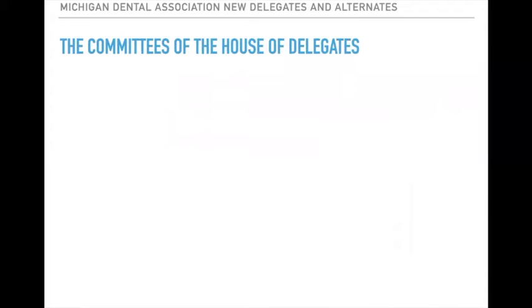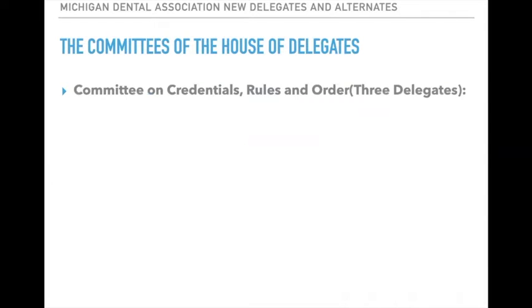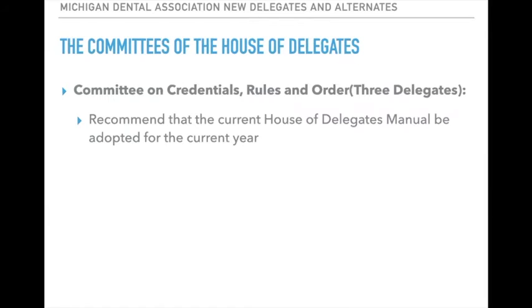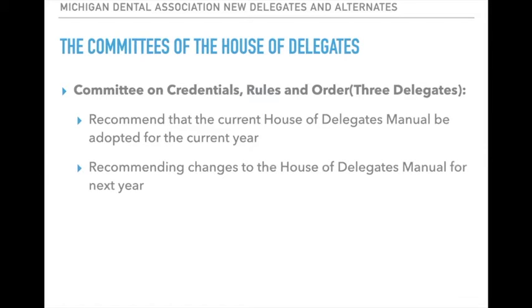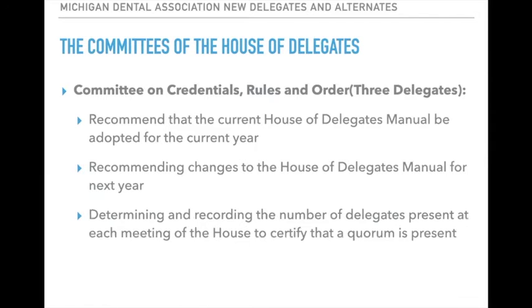So, the committees of the House of Delegates. First one we have here is the Committee on Credentials, Rules, and Order. This is 3 delegates. They go through and review with me the current House of Delegates manual to be adopted for the current year, so if there are any changes to this manual for the coming year, or even for that meeting, but usually we're looking going forward for the coming year.